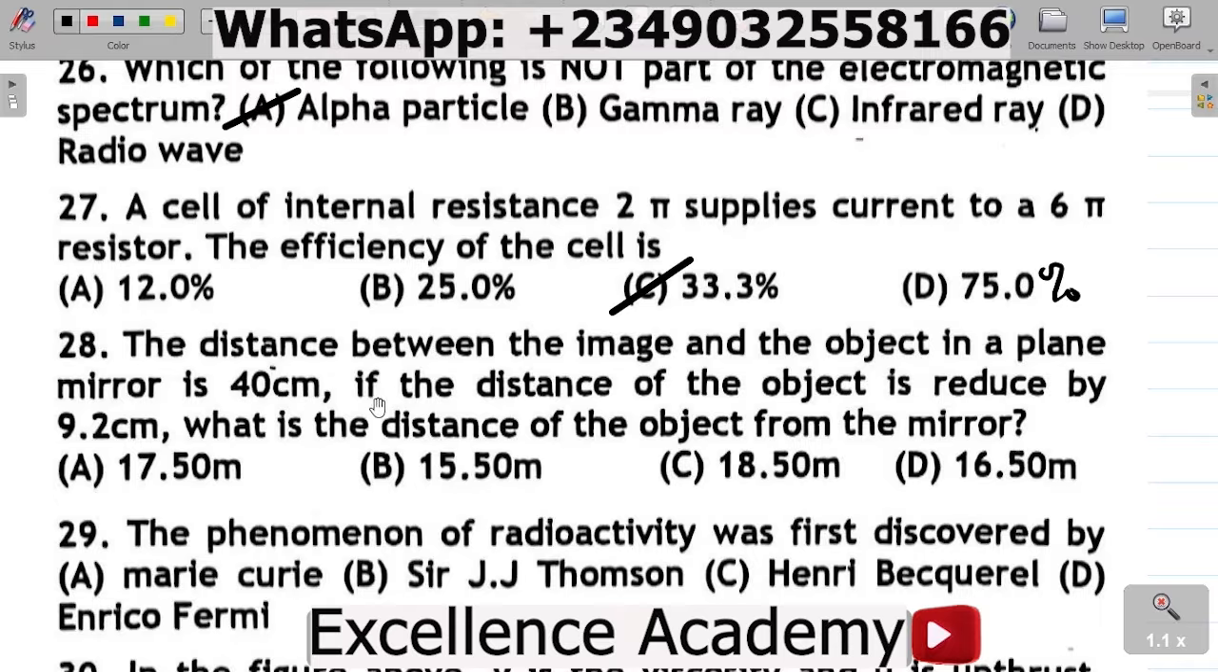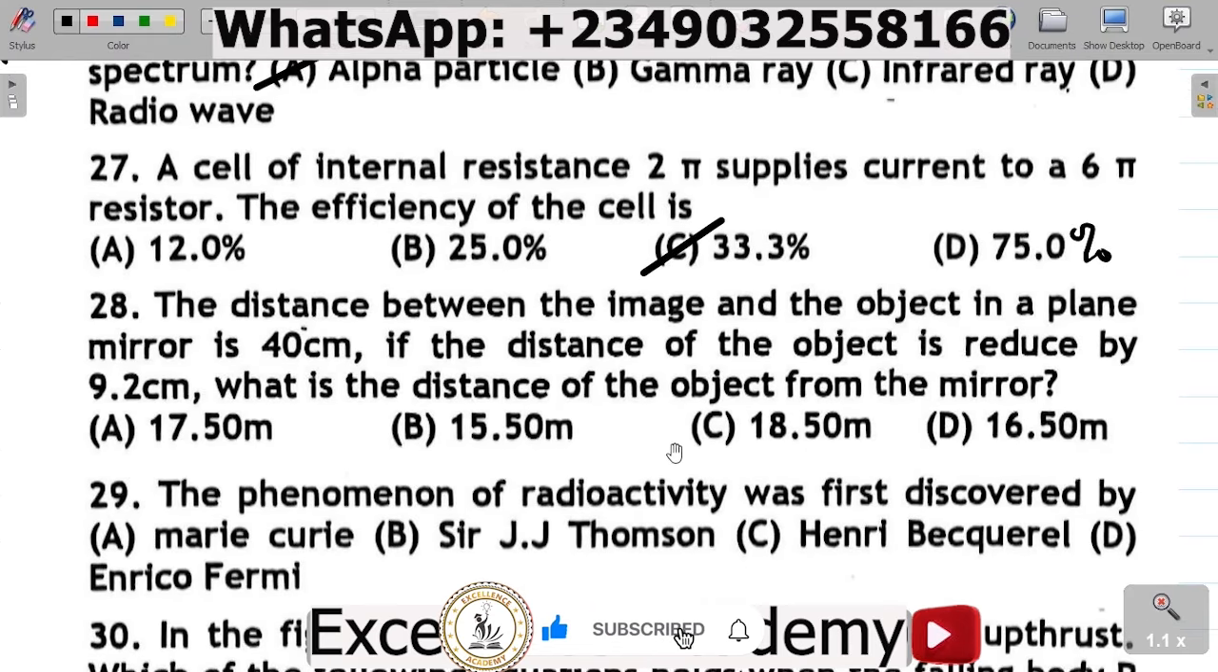Okay, question 28. 28 says the distance between the image and the object in a plane mirror is 40 cm. If the distance of the object is reduced by 9.2 centimeters, what is the distance of the object from the mirror? That becomes the question. So how do we solve this particular question?